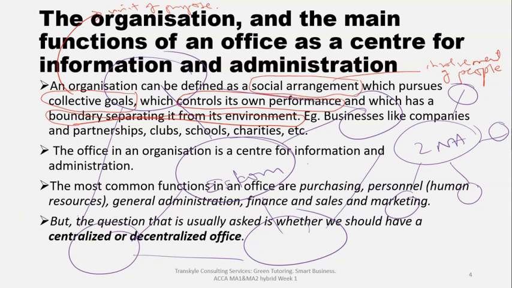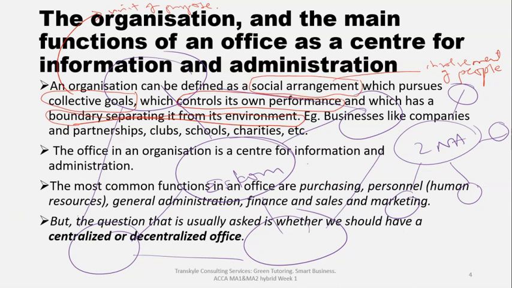Now, the question that might come in the exam is, what is the advantage of centralization? What is the disadvantage of it? Then we go to decentralization. You need to pinpoint the advantages as well as the disadvantages of it to an office. For example, a centralized office has the advantage of consolidation of power, where the office has control of what is happening.